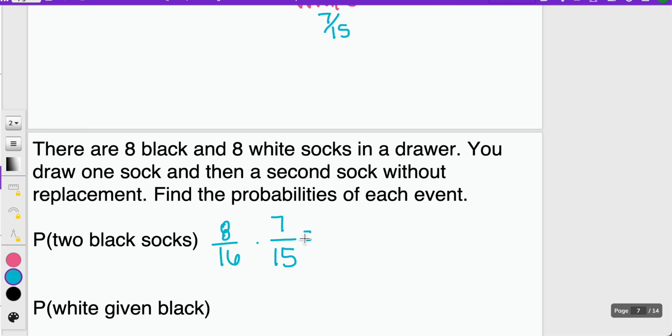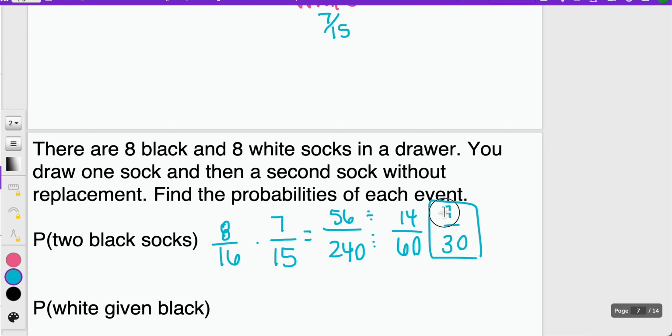Right? Which would essentially mean we've got to multiply some things here. Okay? So 8 times 7 is 56, and 16 times 15 is 240. But then these can both be reduced. So 56, let's just do by 4, we get 14, and 240 by 4, we get 60. Can reduce again, maybe by 2s, 7 out of 30. Okay, so the probability of 2 black socks would be 7/30.